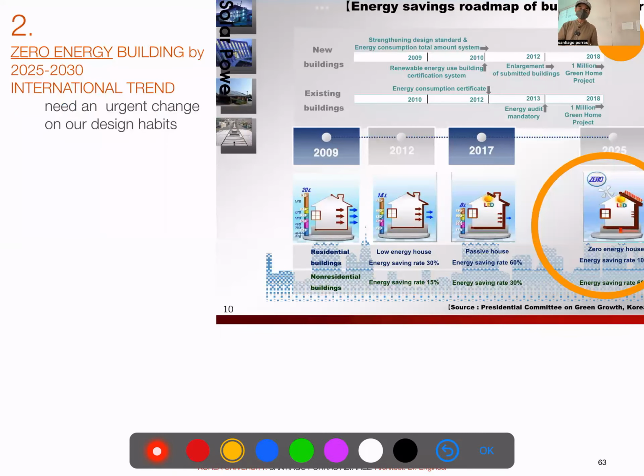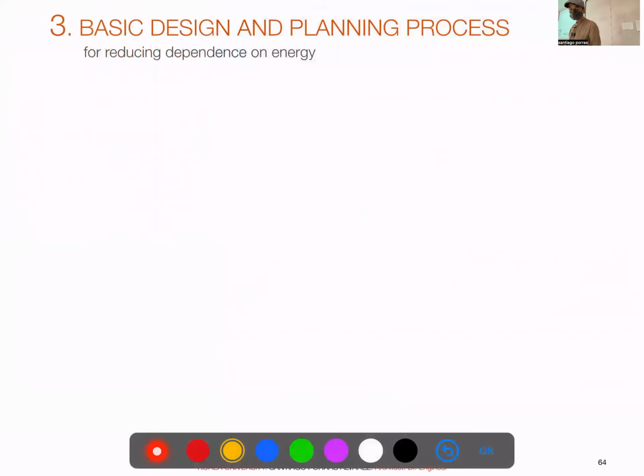Second thing is that in most policies, 2030, which is just 7-8 years away, is the deadline for zero energy. And we are not doing very well on that, right? That includes Korea also. We're not ready.